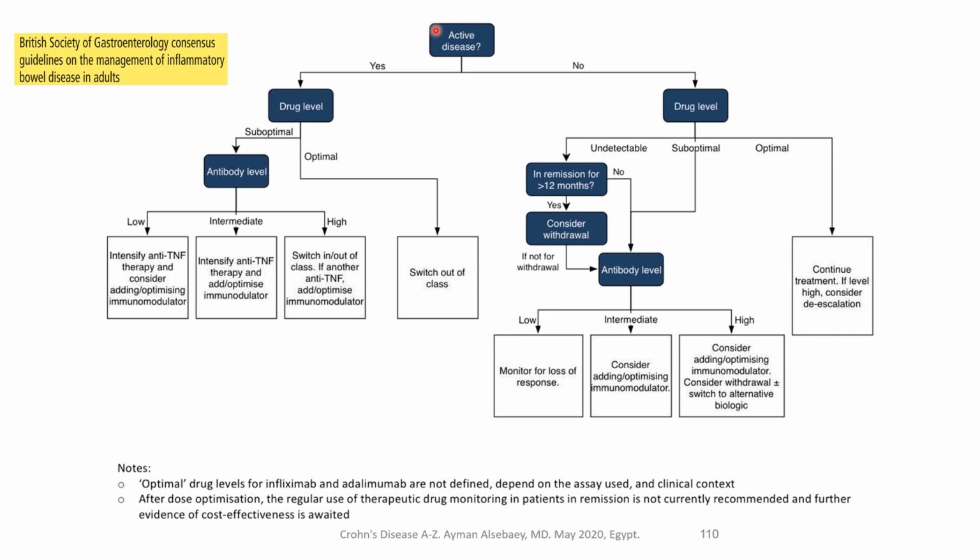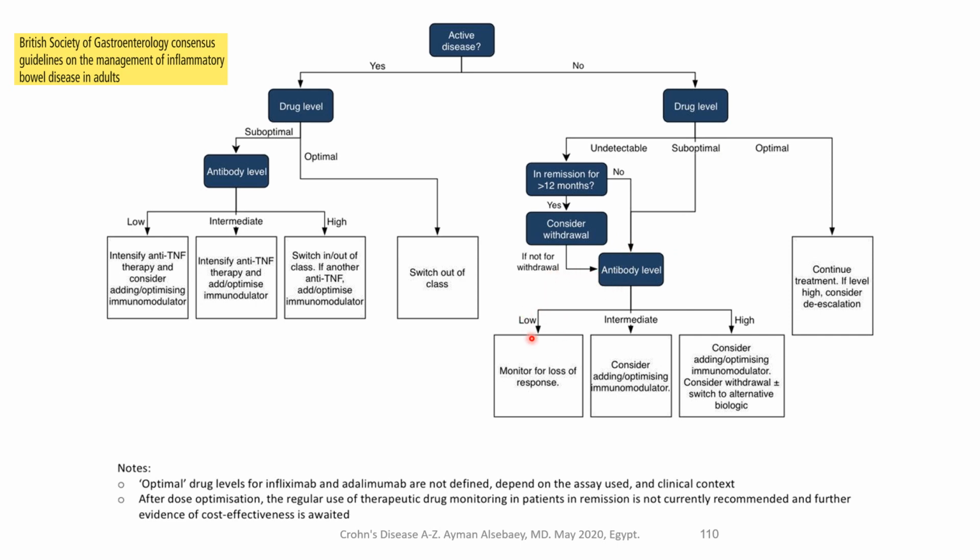Suppose now that you don't have active disease, and you did measure the drug. You found that the drug level is optimal and there is no active disease, so I will continue the treatment. If the drug level is very high, try to decrease the dose. But if I have no active disease, but I found that the drug level is suboptimal or undetectable: if it is suboptimal, do an antibody test.